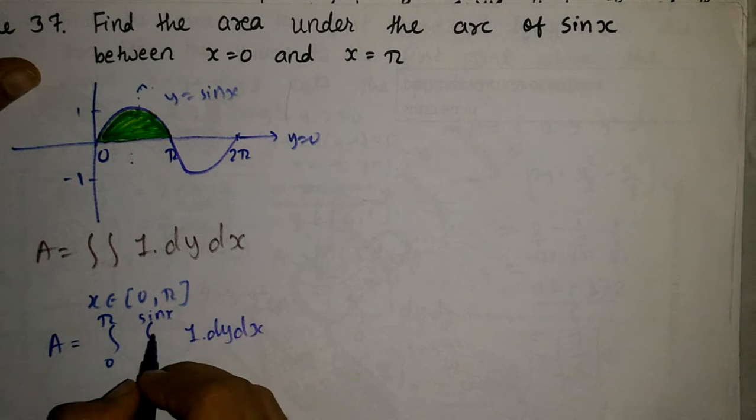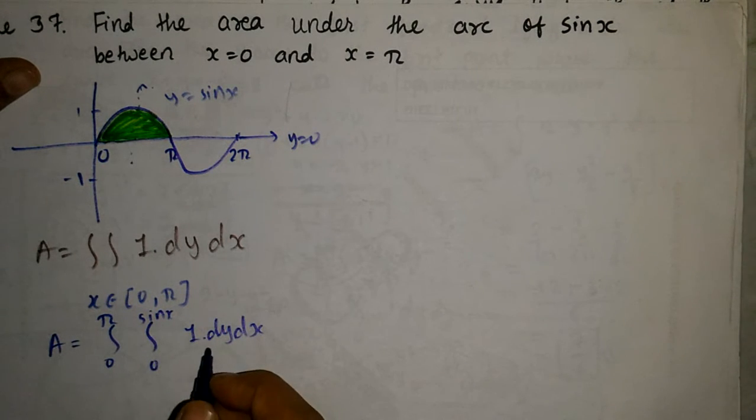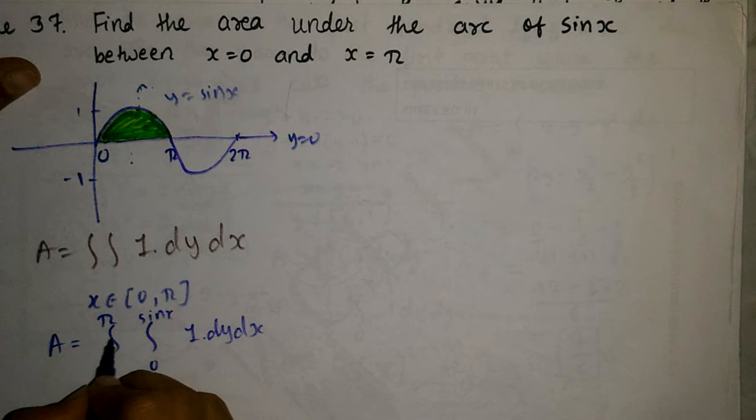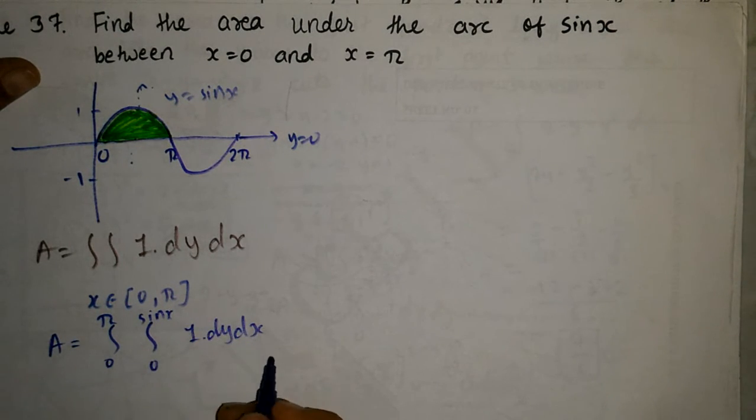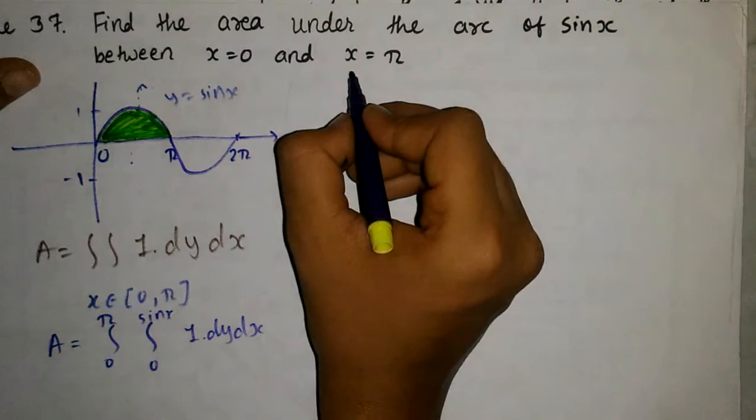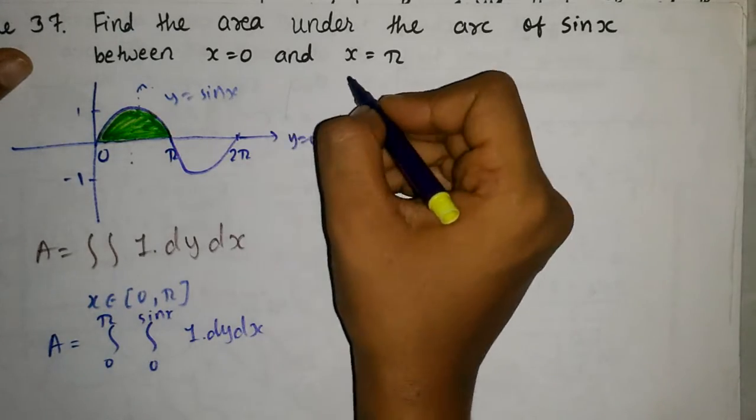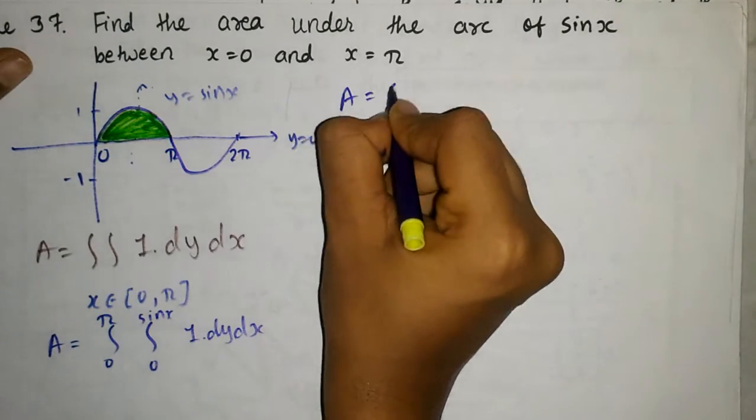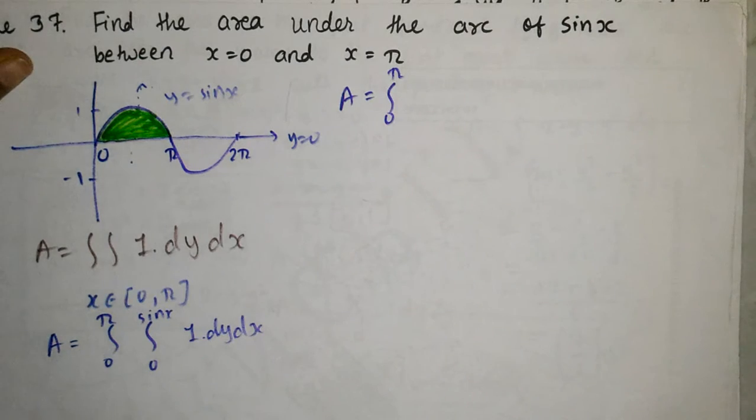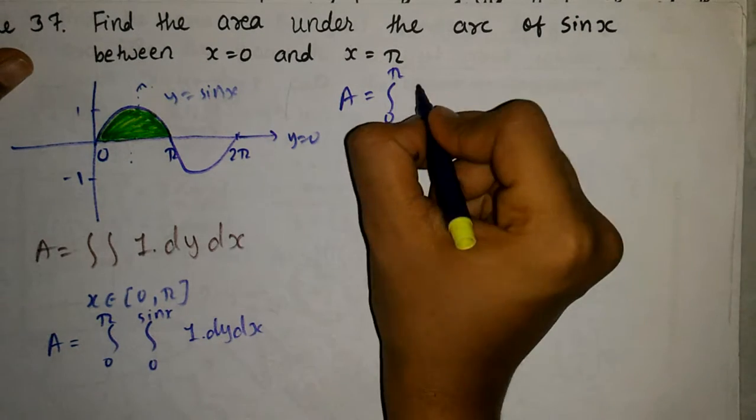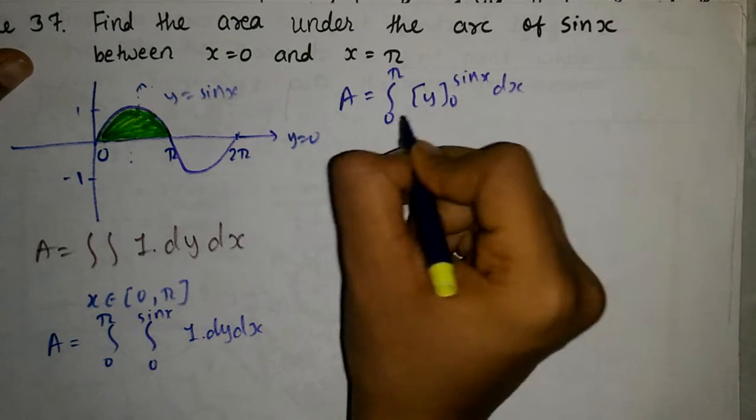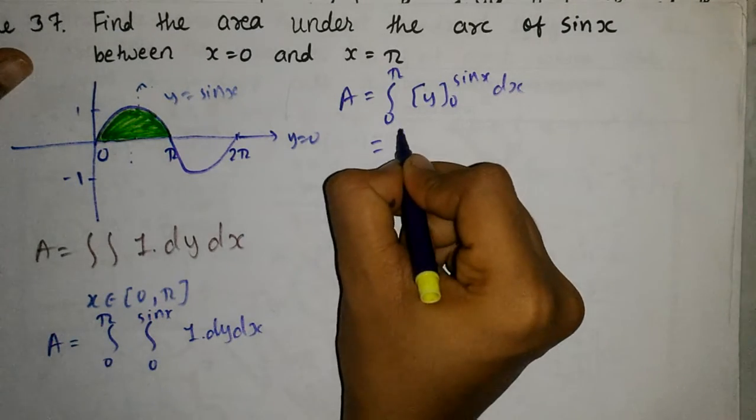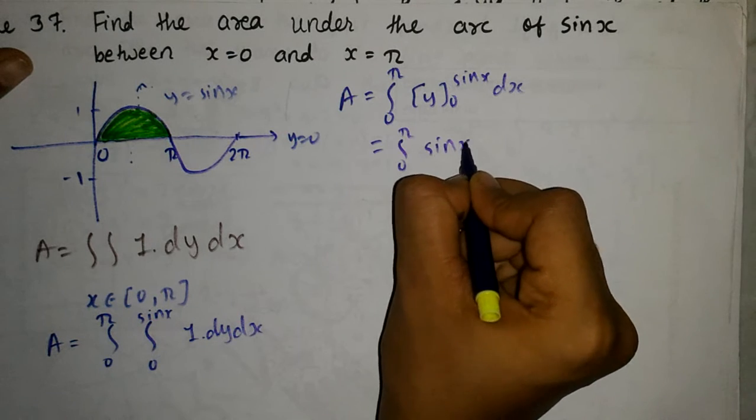If you can write directly here, then also there is no problem. You can write directly by knowing the limit of x. You can write here sin x into dx. But for solving harder problems, it's useful to write in detail. So integrate 1 with respect to dy, we get y. It's limited from 0 to sin x into dx. Now put the limit. So we get upper limit sin x minus 0, which is going to be 0.